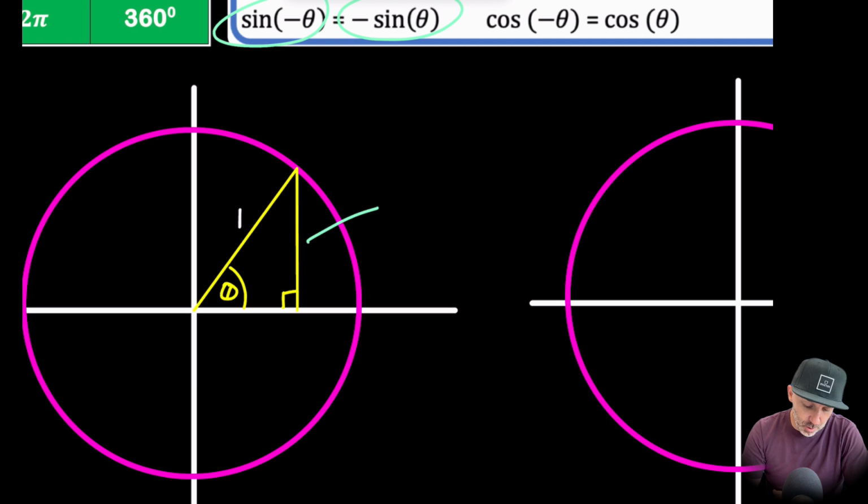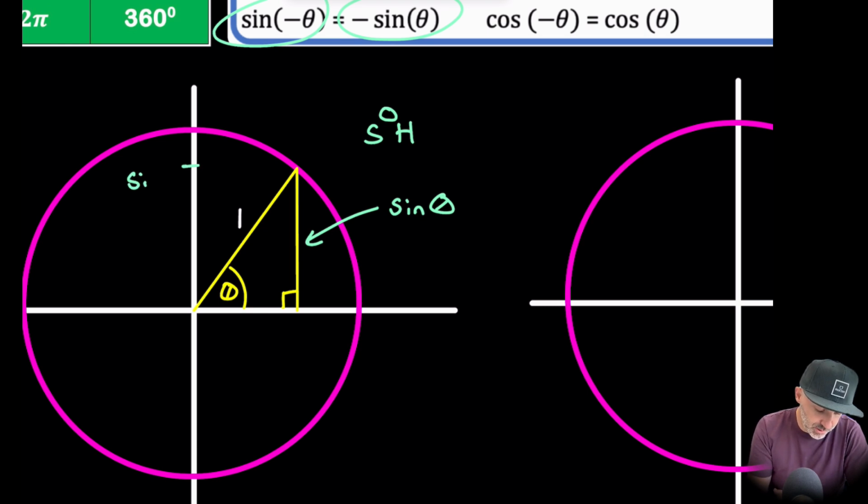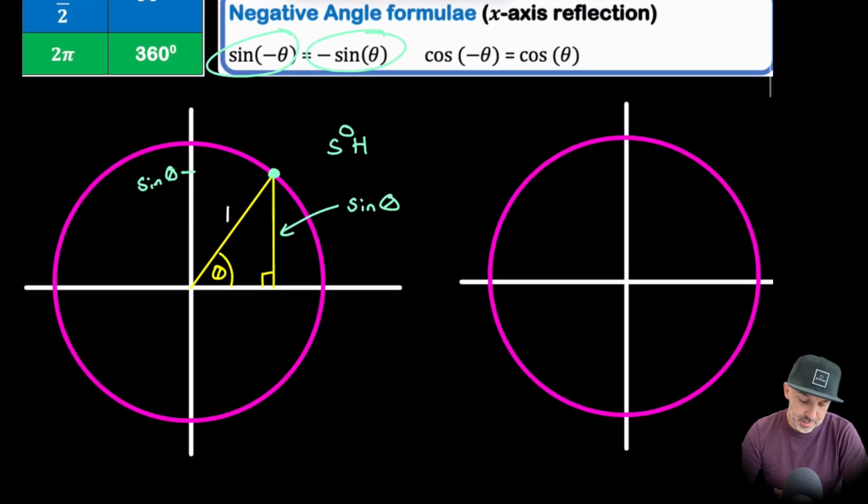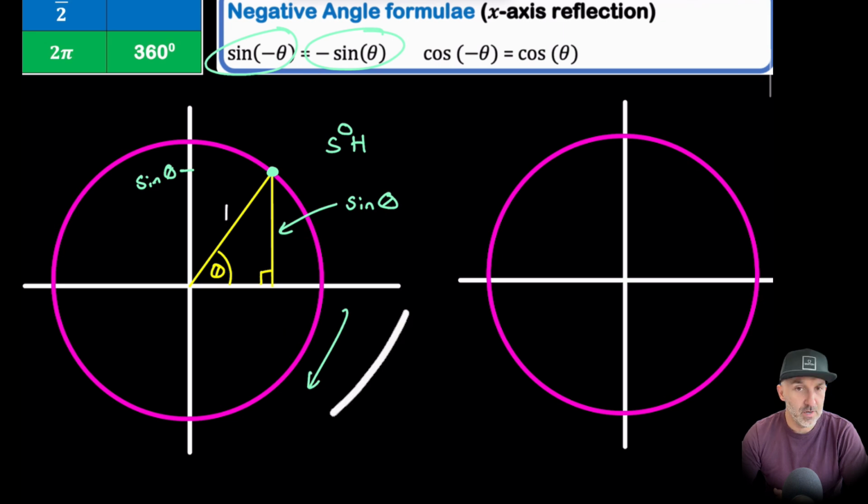Now remember, if we're using SOHCAHTOA, but this time just sine, the opposite side is sine theta times h, but sine theta times 1 is just going to be sine theta. So the height of this triangle is just sine theta, and that will be this point here, right? Now, if we put a negative angle in, then we just rotate clockwise around the unit circle. So rotating clockwise will result in the point being here.